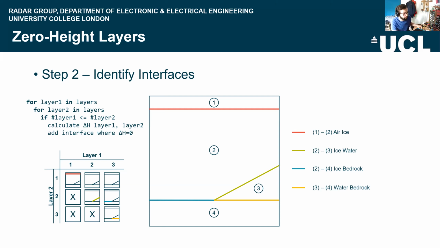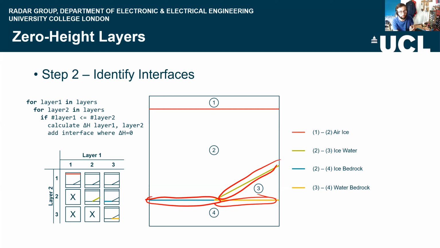And in the zero height model, the difficulty is trying to discriminate between the ice-bedrock, ice-water, and water-bedrock interfaces. So we can iterate through all of the layers we have. We calculate their height. We look for the points where the height between them is equal to 0. Really, you don't have to specify it to be 0. There is a tolerance in the code that you can specify, to say anything less than 1 meter we're just going to assume is close enough together.